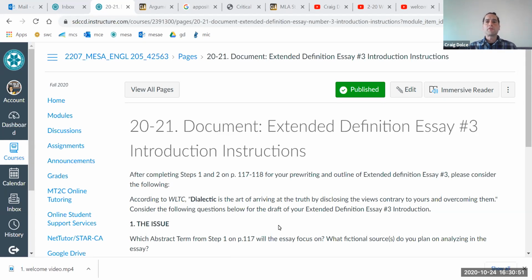So by now, we should have been thinking about our abstract term. What is difficult to understand about the term? And how are you going to analyze literature to make a point? How are you going to do a character analysis and look at the decision-making process of the characters to make a point about identity, about depression, about addiction, or any of those other abstract terms that you have the opportunity to write about?